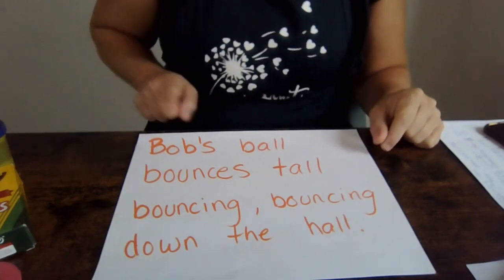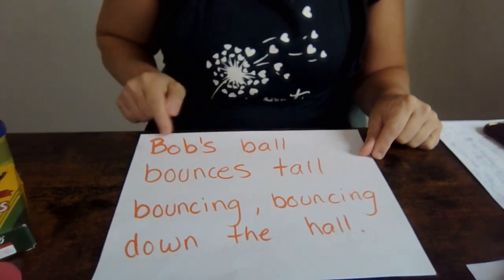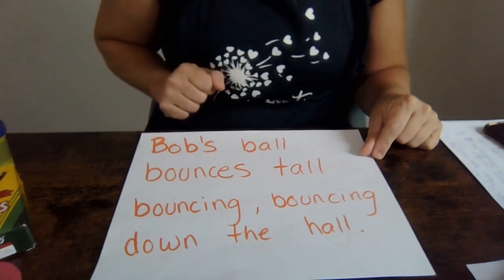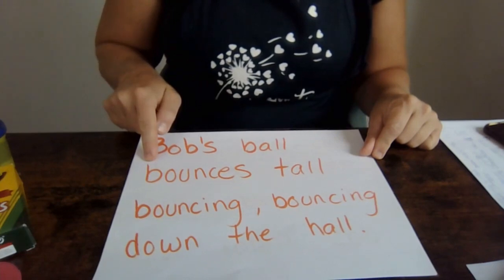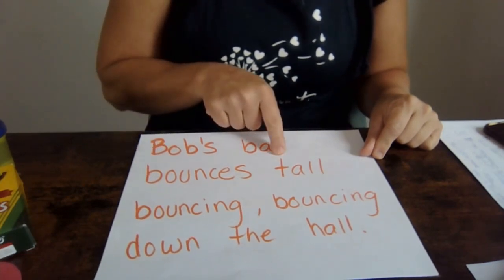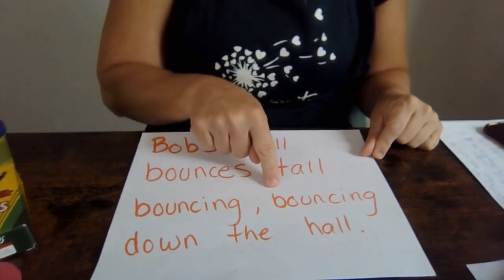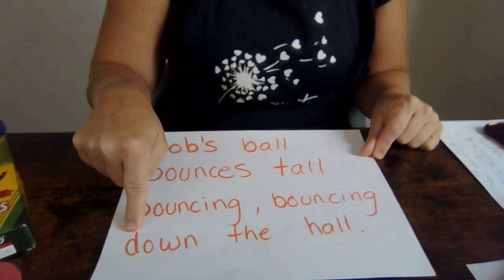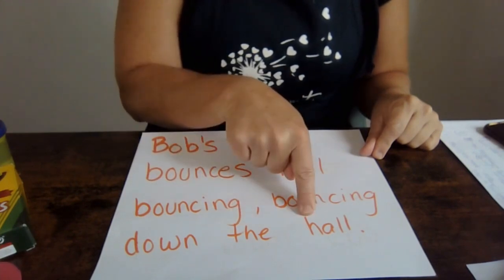Say yes or no. Bob's. Yes, look, two B's, Bob, beginning and middle. Ball. Yep. Bounces. Tall. Nope. Bouncing. Down. Nope. The. Nope. Hall.